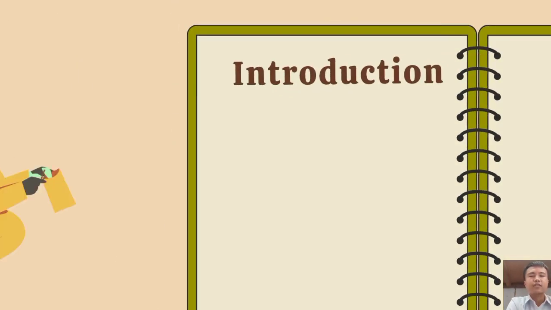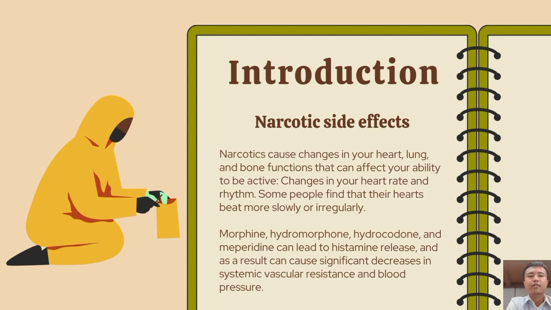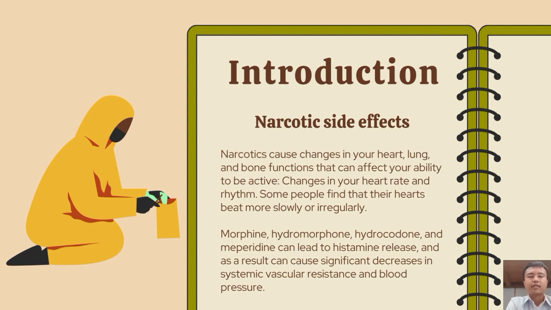For example, a nurse may accidentally give a client an additional lethal dose of narcotic to relieve discomfort. Giving narcotic medications to patients can cause changes in your heart, lung, and bone functions that can affect your ability to be active. It can also make changes in your heart rate and heart rhythm. Some people find that their heartbeat is slower or irregular when they take opioid medication. What effect do narcotics have on BP? Narcotics can affect the BP because they can cause significant decreases in systemic vascular resistance and blood pressure.